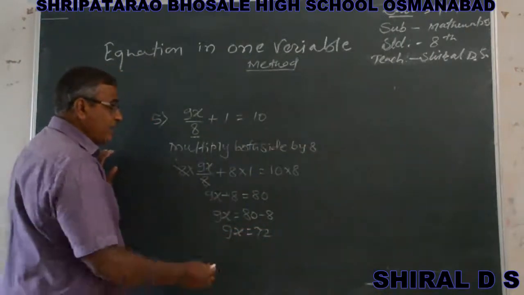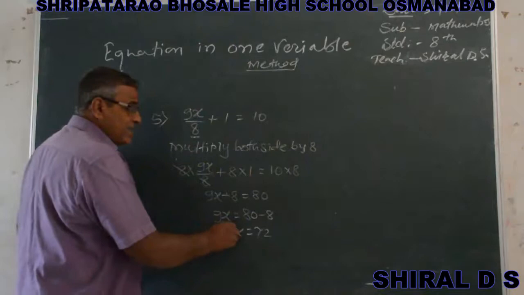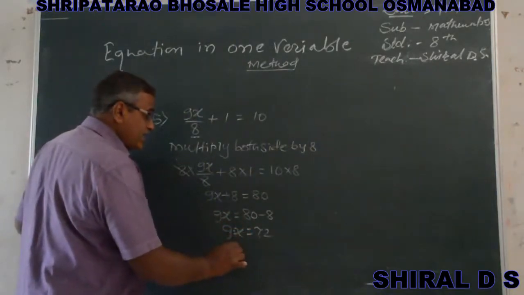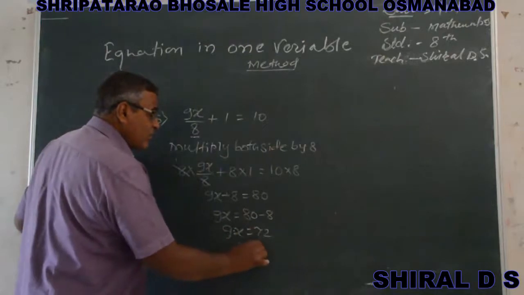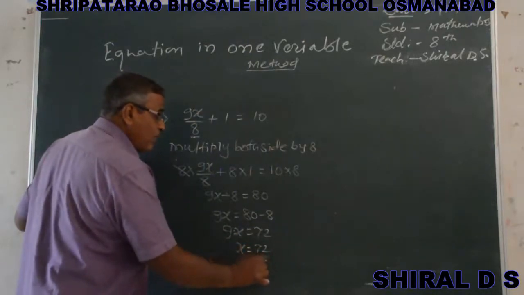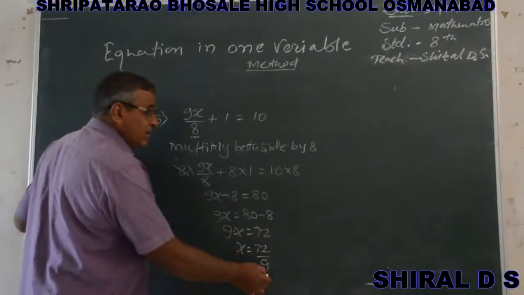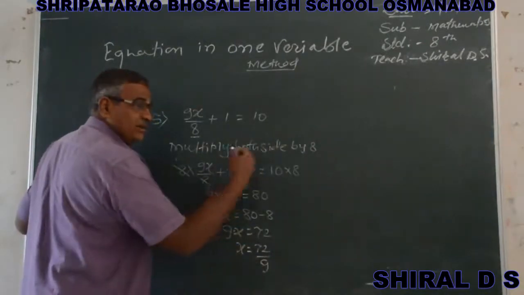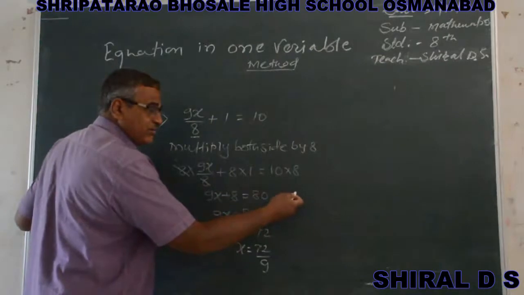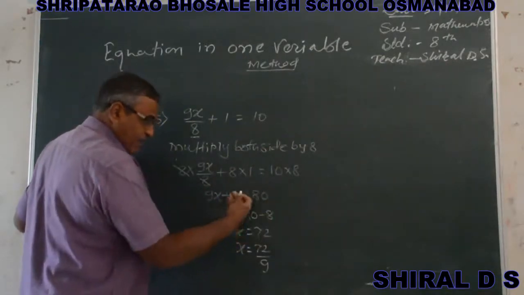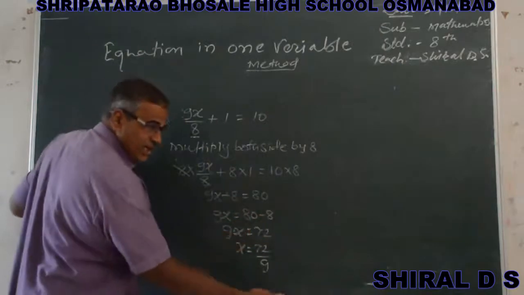Then we know that the relation between 9 and x is multiplication. So we use the same process: x is equal to 72 upon 9. Multiplication goes to this side as division. If it is addition, then the opposite process is subtraction. Addition, subtraction, multiplication, division.